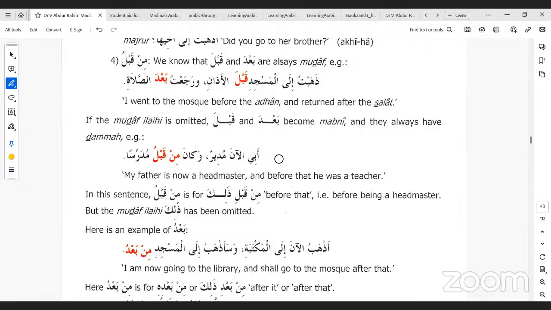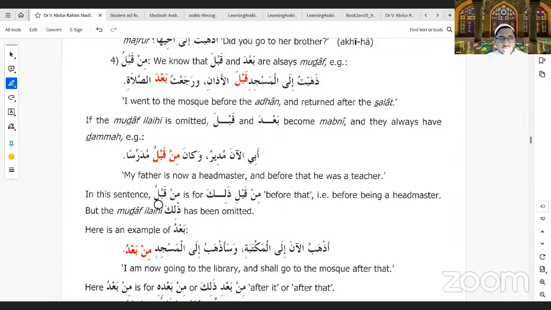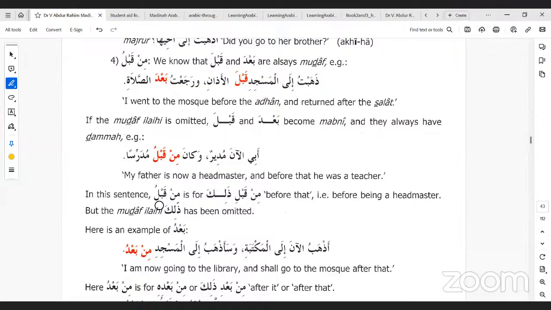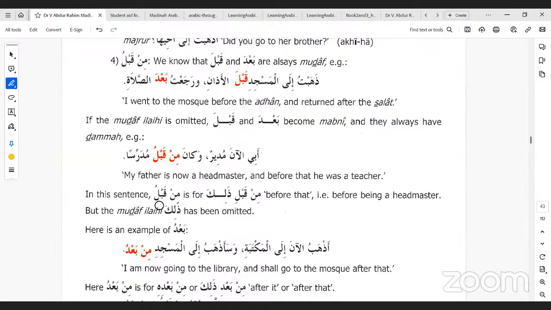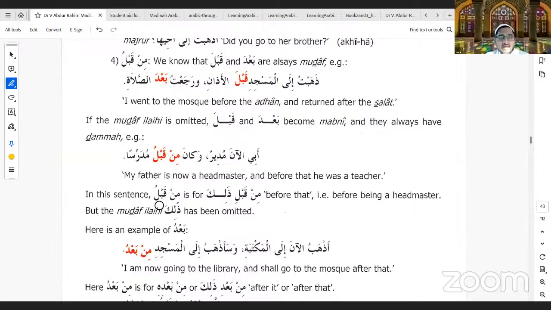In this sentence, min qablu is for min qabli dhalika, before that. So this dhamma itself, min qablu, is indicating this. If it's qabla, then it comes with mudaf ilay. When it's qablu, it comes without mudaf ilay. Min qablu is min qabli dhalika, before being a head teacher, but the mudaf ilay dhalika has been omitted, so it is not mentioned at all.